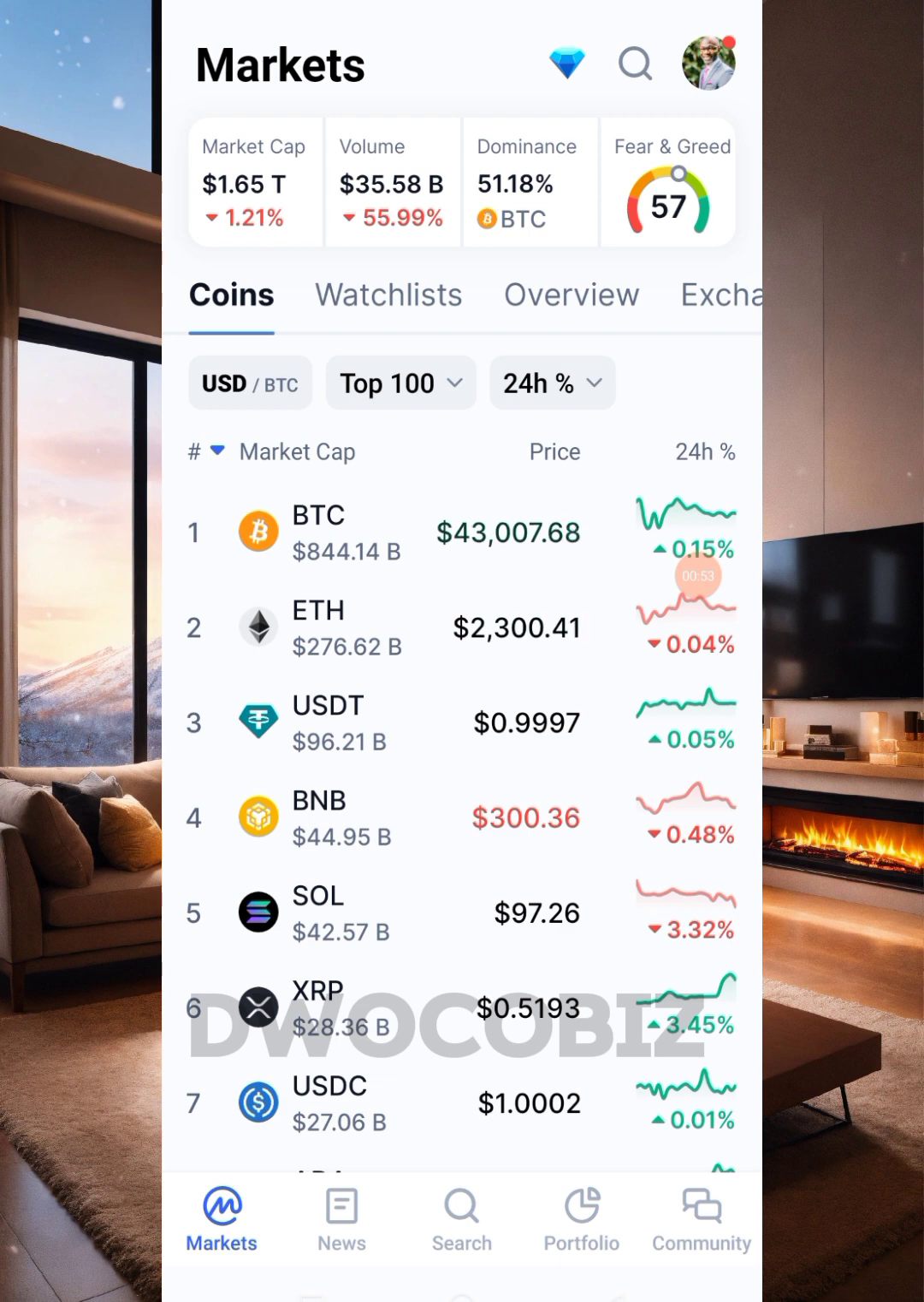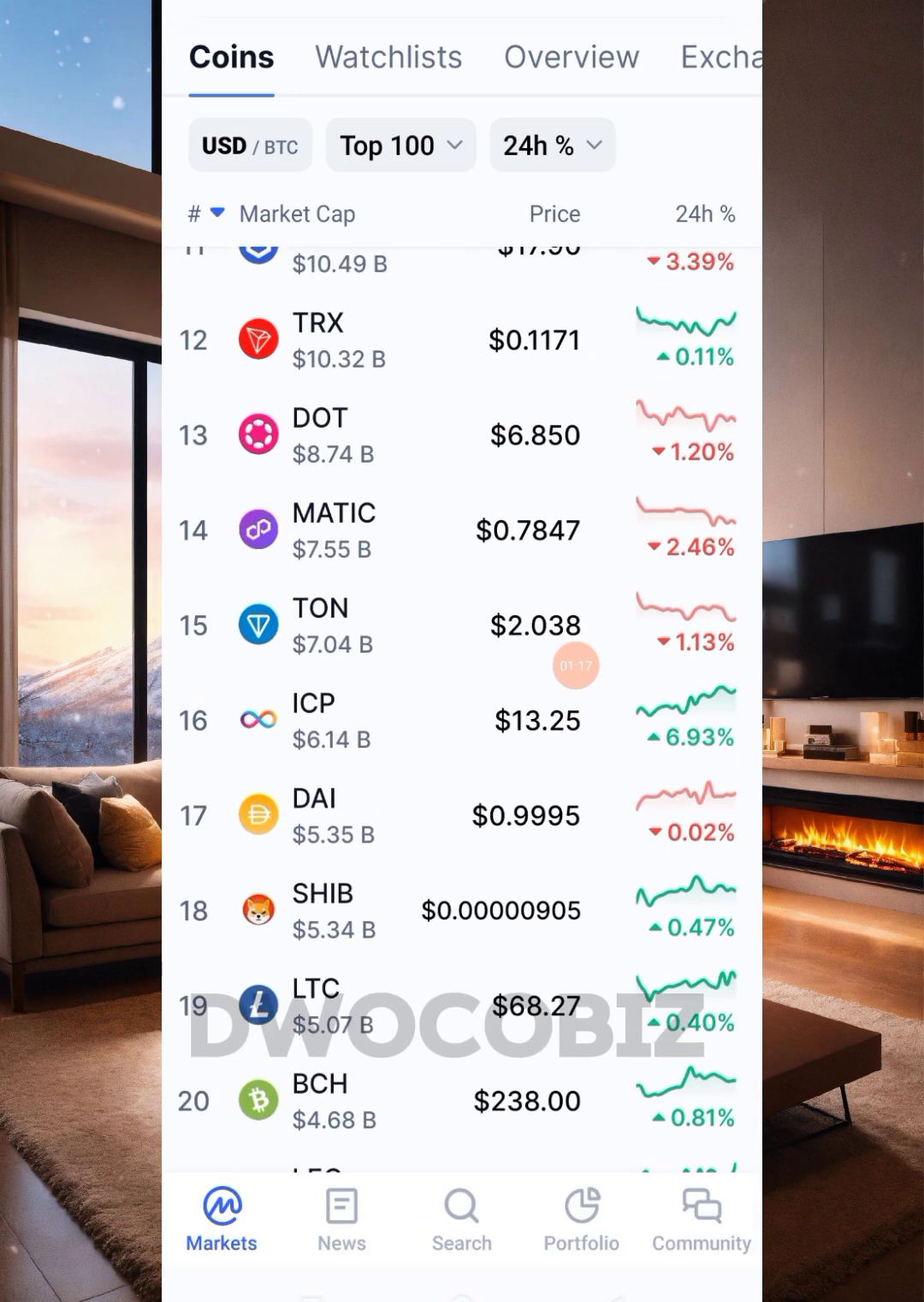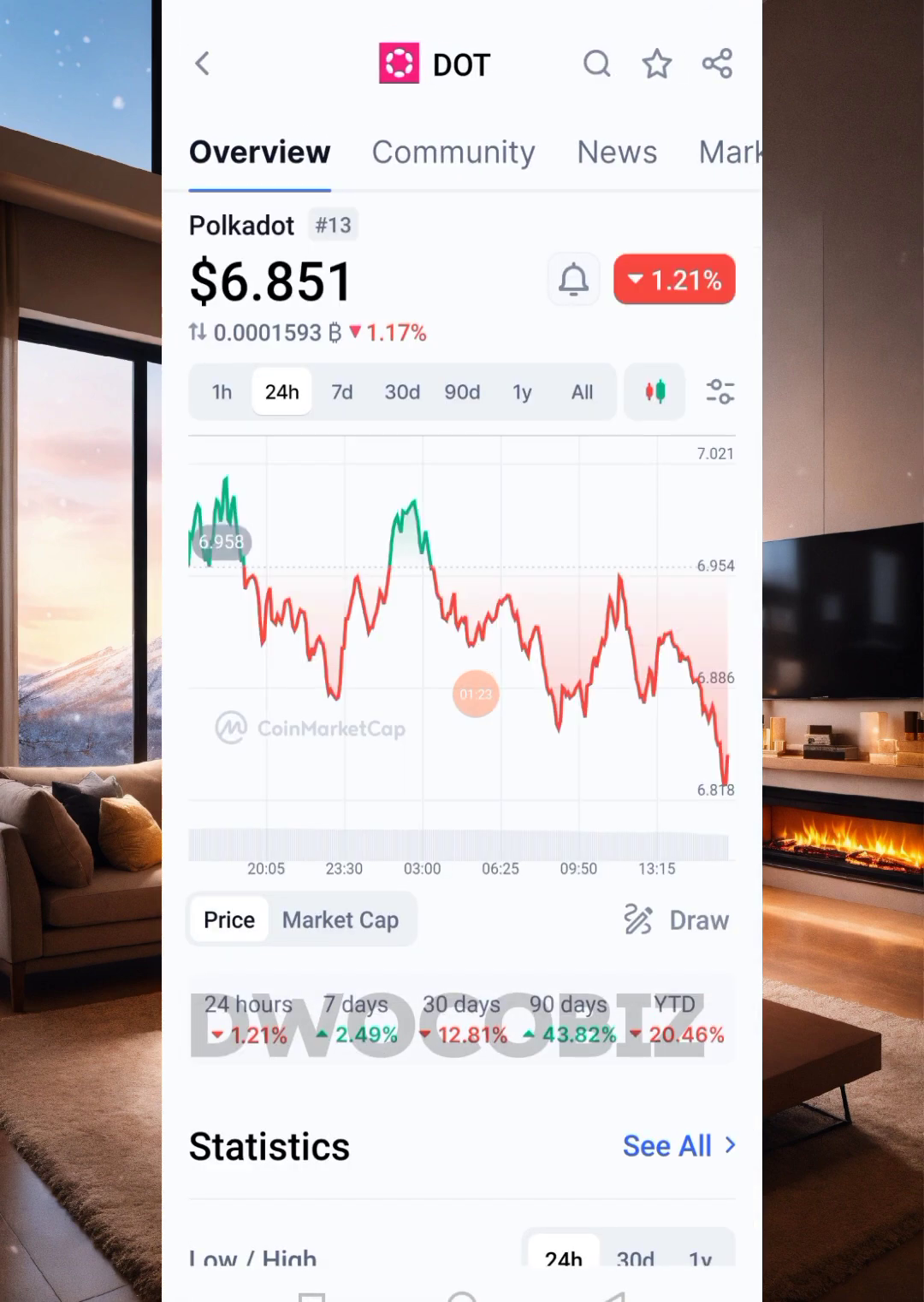Now, how do you use the CoinMarketCap app to get opportunities like this to make money online? When you open it up, the first thing you see is this line: coins, watchlist, overview, exchanges, chains, and categories. Our focus here is on the coins. Go through the coins and take a look at what is happening to them. For instance, look at the DOT coin right now. Just tap it, as an example so you can understand how it looks. When you click on it, you see that it is being sold at 6.850 per USDT.